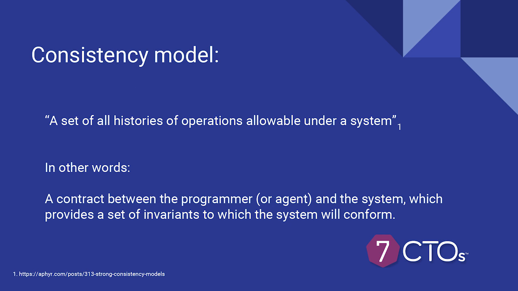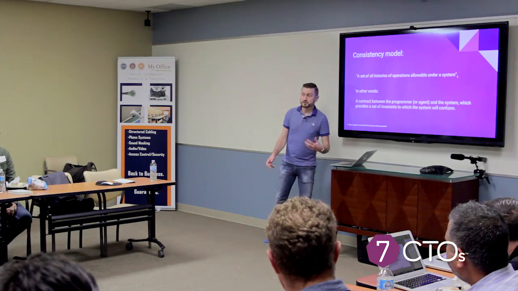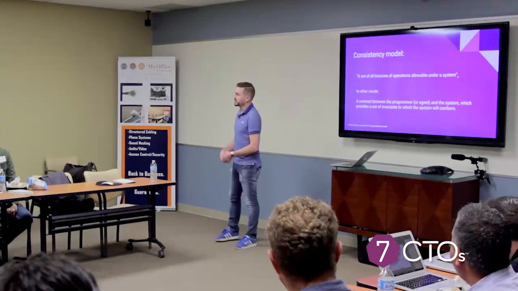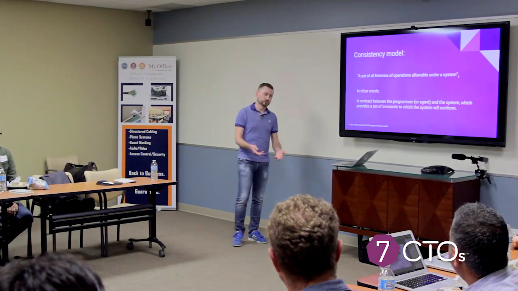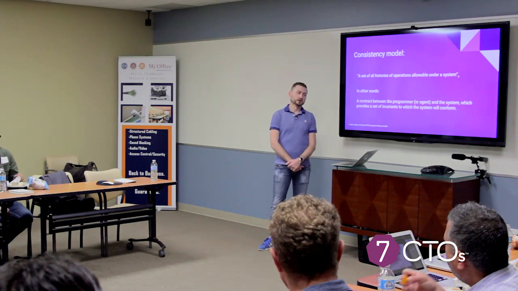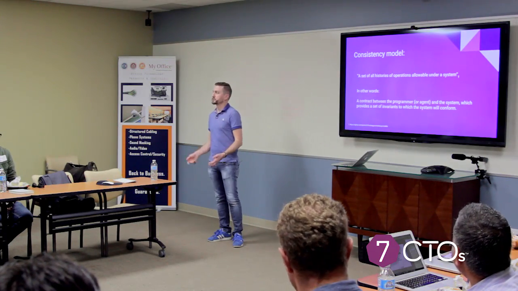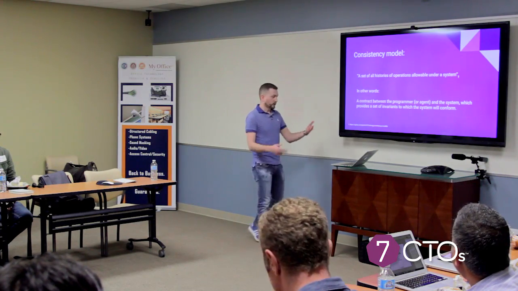When we're talking about consistency models, this actually has a pretty good technical definition, which is Kyle Kingsbury's definition: a set of all histories of operations allowable under a system. And the way I like to think about it is it's really a contract between the system and the user, or the system and the programmer, or whomever the various parties are. What are we agreeing to? What are we offering in terms of our guarantees? What can I hang my hat on?